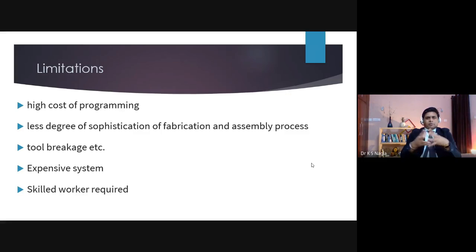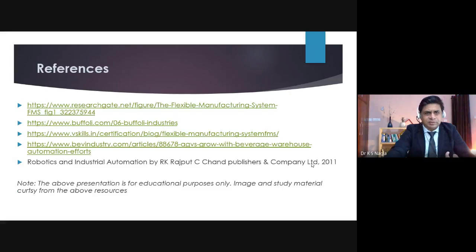Then the system is of course very expensive due to the computers, the CNC machines, the automatic transportation and the automated guided vehicles, and skilled workers are always required in the flexible manufacturing system. So in this way, these are the limitations of the flexible manufacturing system.